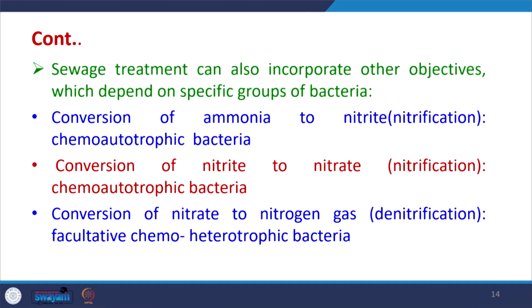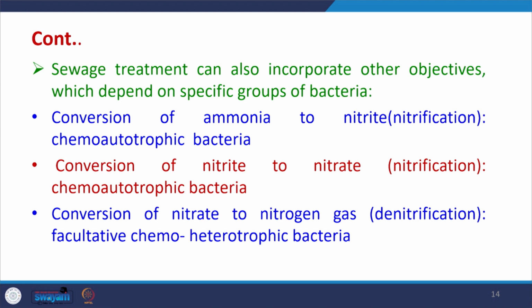They may also be in the form of granules in the activated sludge process. So, bacteria are one of the most important classes of microorganisms which help in the conversion of organic matter. Continuing further, bacterial sewage treatment can also incorporate other objectives depending upon the specific group of bacteria, like what type of bacteria we are using.